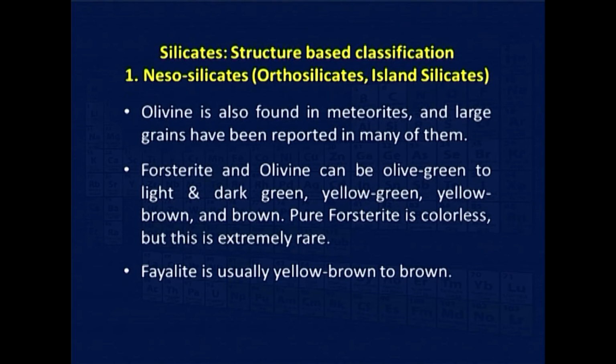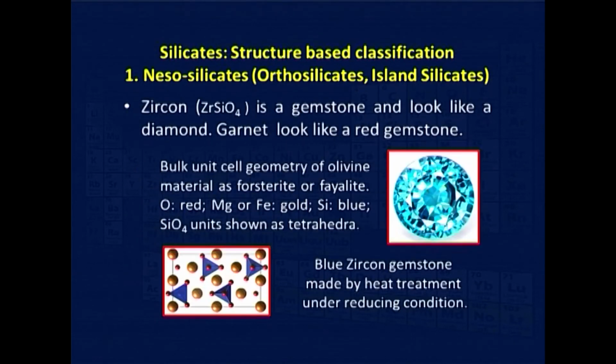Forsterite and olivine can be olive green to light and dark green, yellow green, yellow brown and brown. Pure forsterite is colorless, but this is extremely rare. Fayalite is usually yellow brown to brown in color. There is also zircon, which is a gemstone and looks like a diamond. Garnet looks like a red gemstone. This is the presentation of the unit cell geometry of olivine material, which is applicable for forsterite or fayalite.